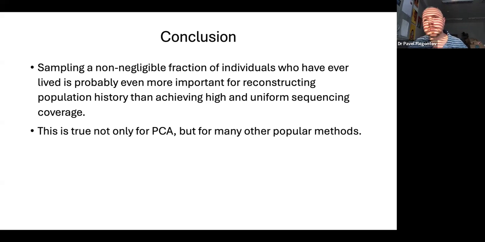For robust conclusions about history, if history conforms to a landscape, which is another topic, but I think that it does much more conform to a landscape than to a graph, then it all makes no sense. Then we need to have very dense sampling in space and time for reconstruction of these landscapes. And this is true not only for PCA, but for many other popular methods.